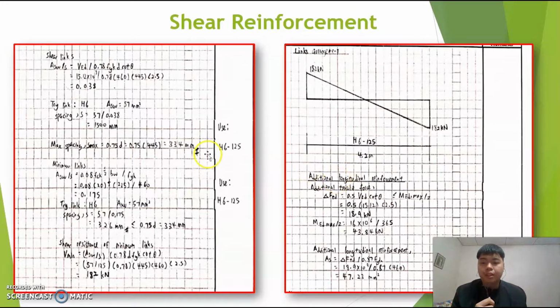For the shear reinforcement, after calculating the maximum spacing, we decided to use 6 mm diameter rebar with 125 millimeters spacing. Since our design shear force is much less than the shear resistance of minimum links, we just apply the same diameter of rebar as links and the same spacing to the whole beam, which is 6 mm diameter rebar with 125 spacing.